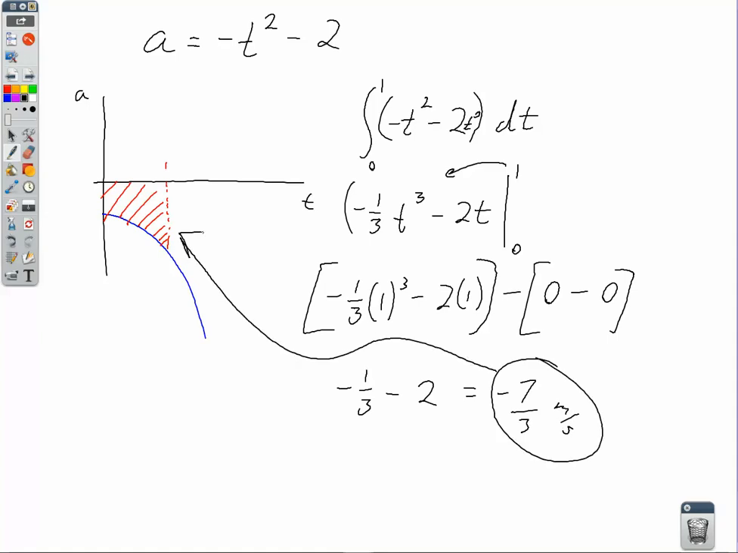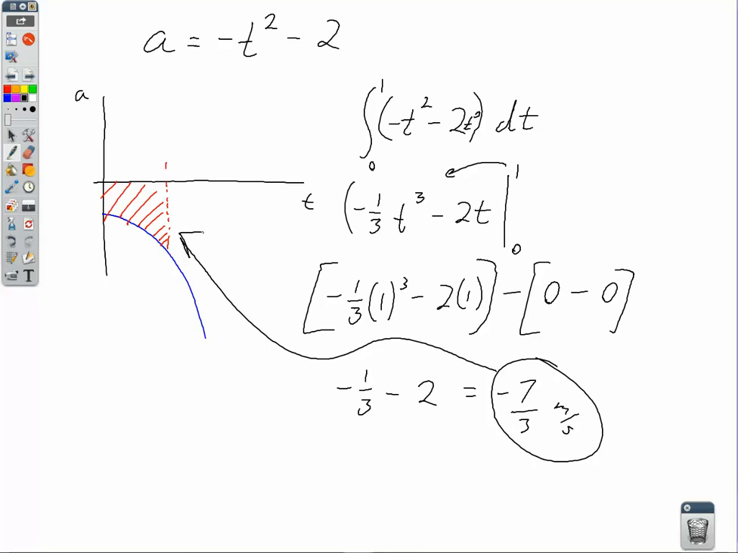So that is the actual numerical value of the area between that blue curve and the x-axis. And it's below the axis, so it is negative. What does it mean in a physics sense? That means that this object, its speed changed by negative 7/3 of a meter per second in that 1 second.